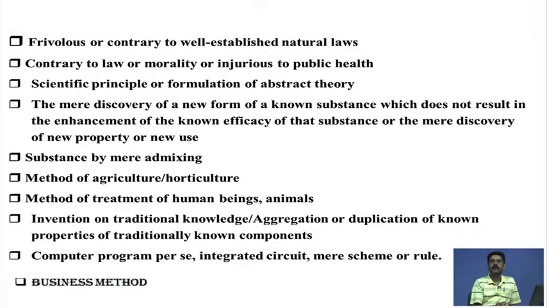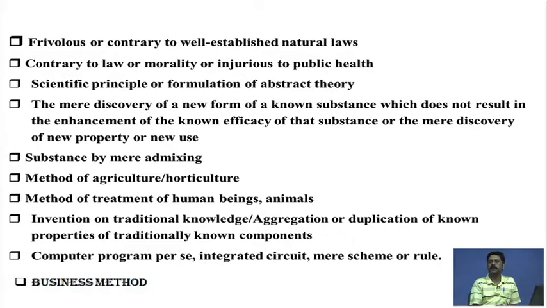Just like, say, consider the mere discovery of a new form: you have an alpha crystalline form of titania, and another person has come up with a beta crystalline form of titania, and he is telling that okay, alpha crystalline form of titania and beta crystalline form of titania both are giving the same result. Then the beta crystalline form of titania will not qualify to be patentable with reference to the alpha crystalline form. If the beta crystalline form, which is invented later, is having some improved efficiency with reference to the alpha crystalline form of titania, then maybe.